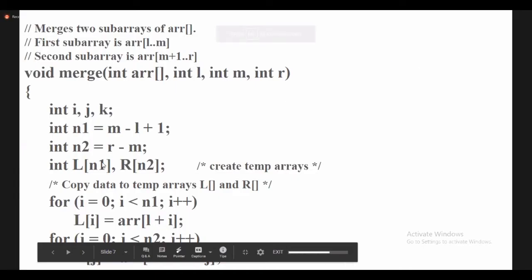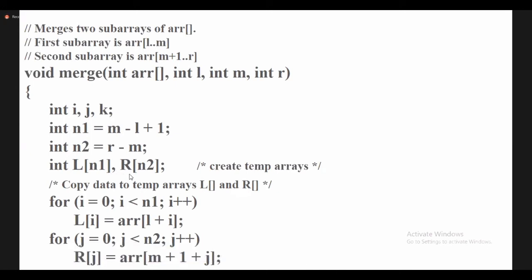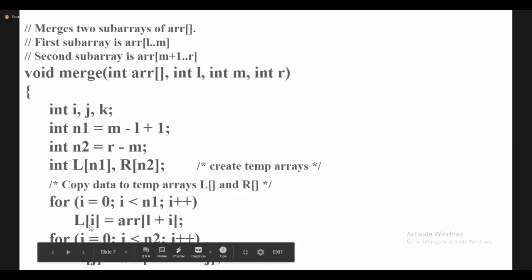So that is the first L of n1 and R of n1. The left side part total array is moved to L of I: for I is equal to 0, I less than n1, I plus plus, L of I is equal to ARR of L plus I. So all elements are moved to the L of I. Okay, next part.